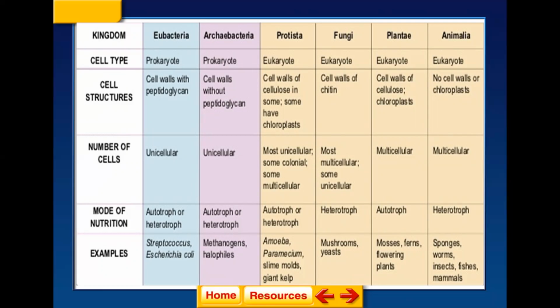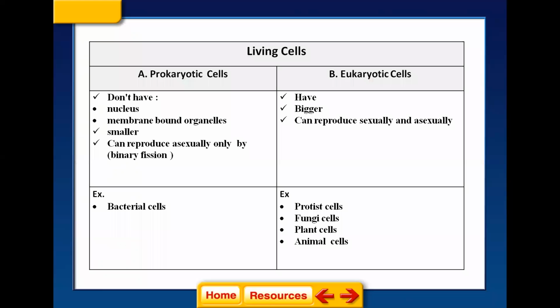And they are different in terms of cell type, cell structures, number of cells, mode of nutrition, and of course the examples. Cell types, there are two kinds of cells actually: prokaryotic cells and eukaryotic cells. Prokaryotic cells are very small compared to the eukaryotic cells. They don't have a nucleus, they don't have membrane-bound organelles like mitochondria, like chloroplasts, and so on. While the eukaryotic cells have a nucleus and membrane-bound organelles.